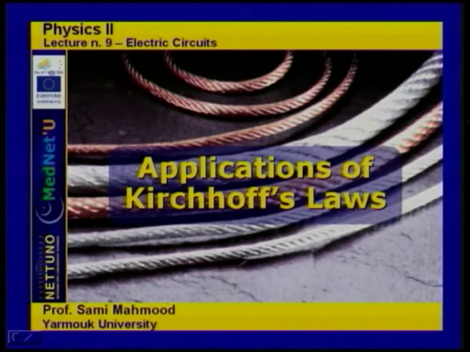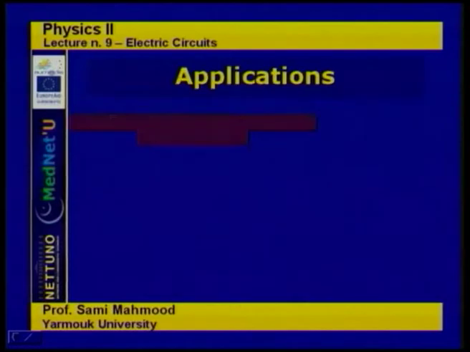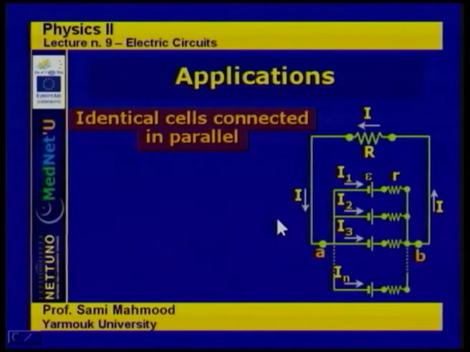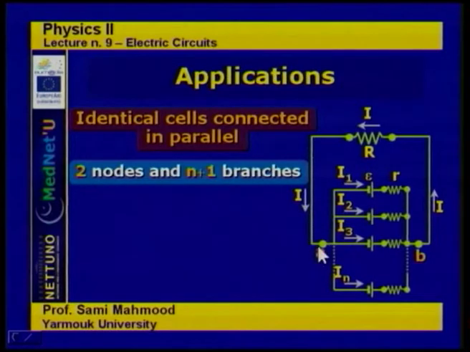And as an application, we consider identical cells connected in parallel. Across these cells, we have a load resistance, capital R. The internal resistance of each cell is small r, and the electromotive force of each cell is epsilon. So they are identical cells. In this case, we have 2 nodes, A and B. These are the only 2 nodes that we have. And we have n plus 1 branches, because we are assuming that we have n identical cells. These provide n branches, and we have another branch, which is the load resistance R, so n plus 1 branches in total.